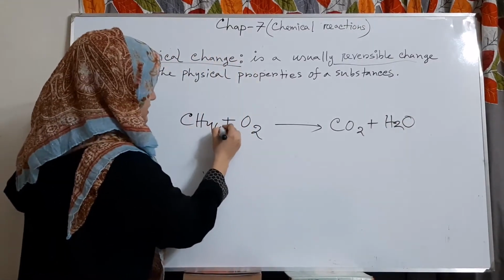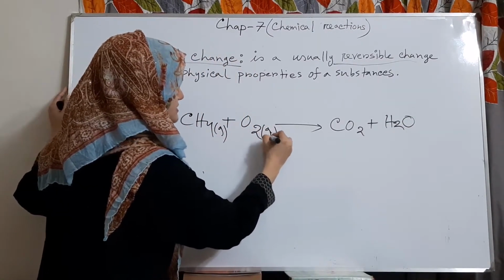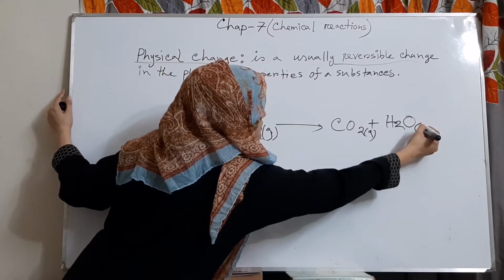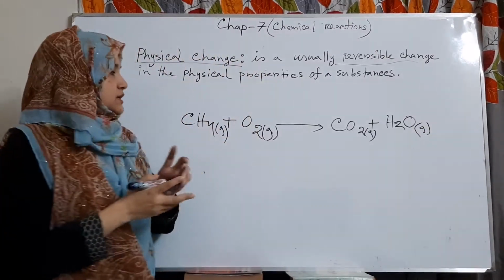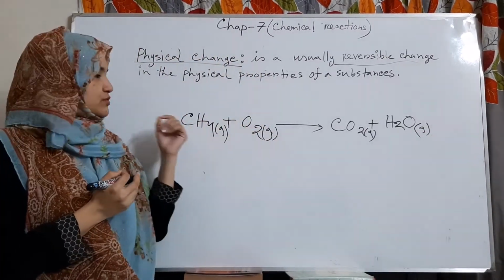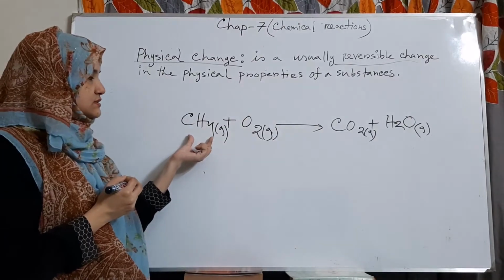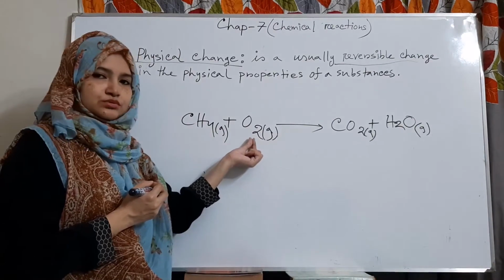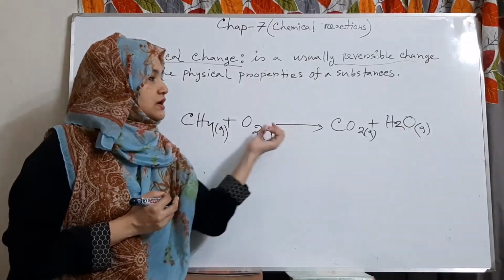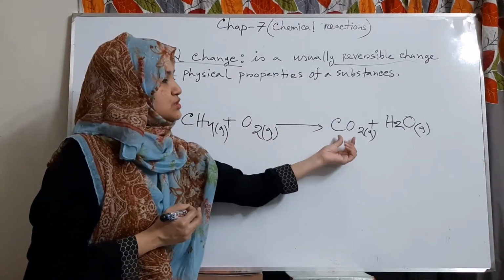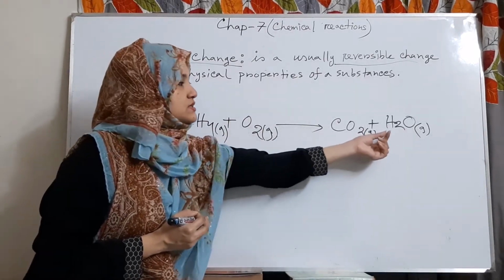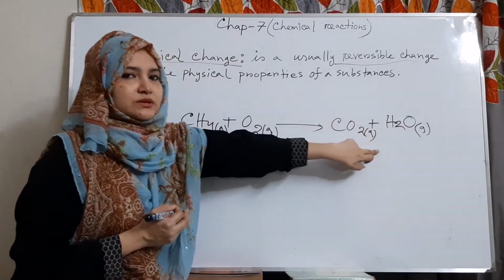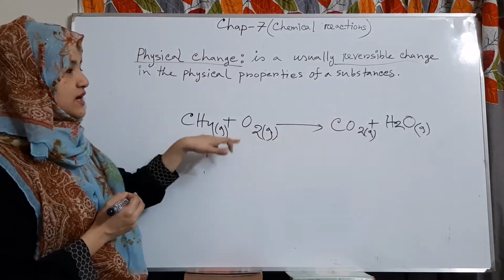Okay, and methane is a gas, oxygen is a gas, carbon dioxide is a gas, and water is also in vapor form. In that case, we can easily observe that methane, CH4, and O2, the molecule of oxygen, react with each other and produce CO2, carbon dioxide, and H2O. These two are the products of this chemical change reaction, and these are the reactants.